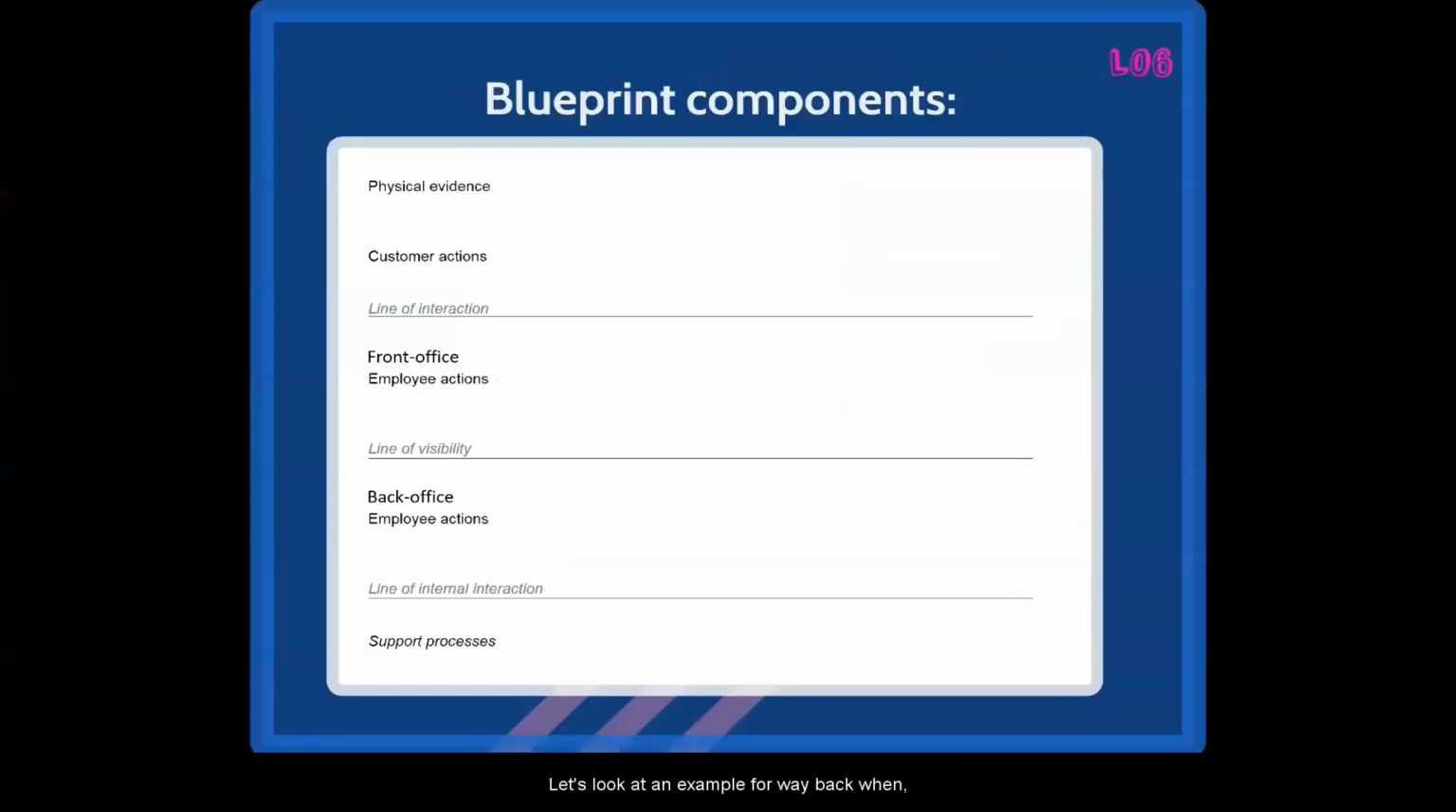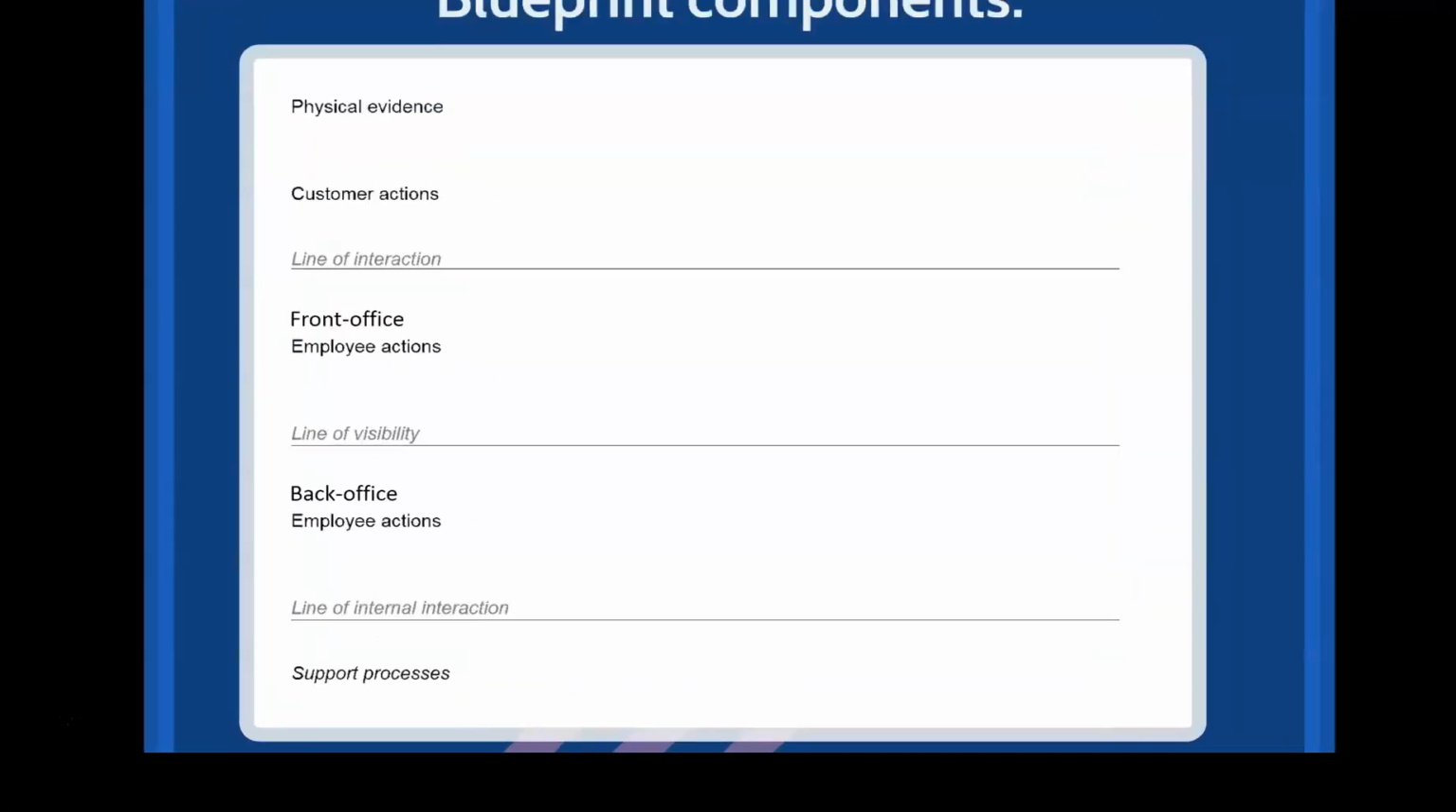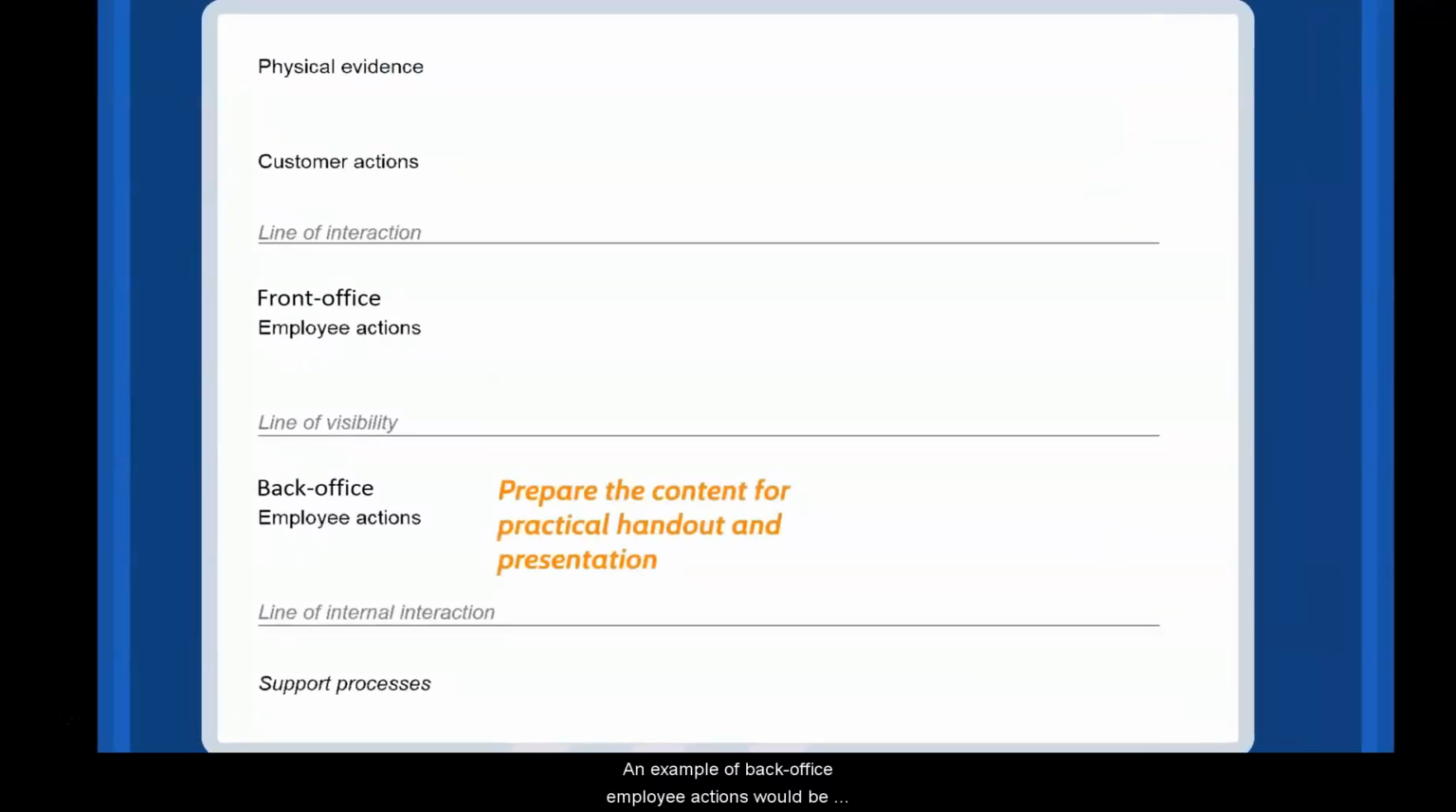Let's look at an example for way back when you remember where you had to go to a class physically and we had to prepare a lesson to present the module to you as the customer who is the student. An example of back office employee actions would be me preparing the content for practical handout and presentation. So now I'm preparing the presentation and also the worksheets that you completed in class during contact sessions. How do I do this? What are my support processes? Well, I use the marketing textbook. I also use the internet.